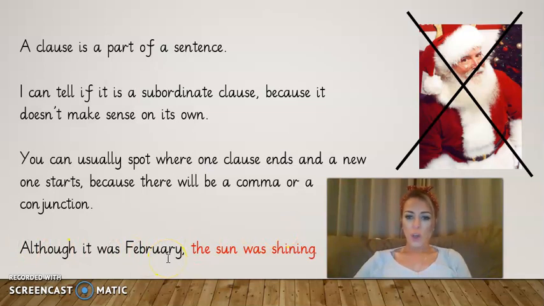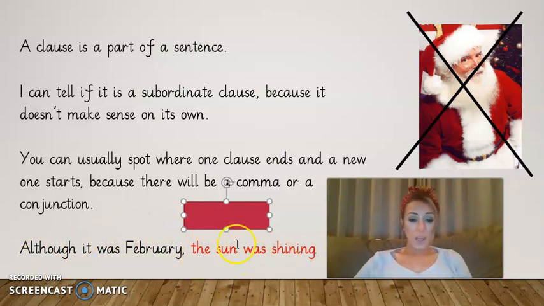Well done. So I've got an example here. And it says, although it was February, the sun was shining. So the trick with finding the subordinate clause is to ask yourself that question. Does it make sense on its own? And if it helps you, you can get rid of the other half of the sentence. You can cover it up with your hand. So you might want to take my little pink box here. So I'm going to be thinking about the part of the sentence that I have turned red. So this part. And I want to answer the question, is it a subordinate clause?